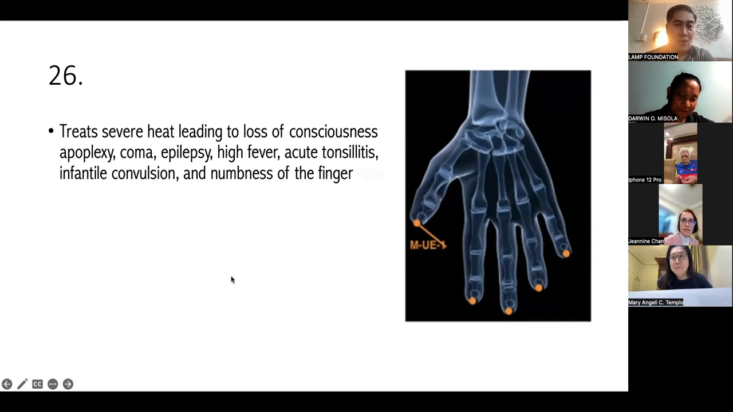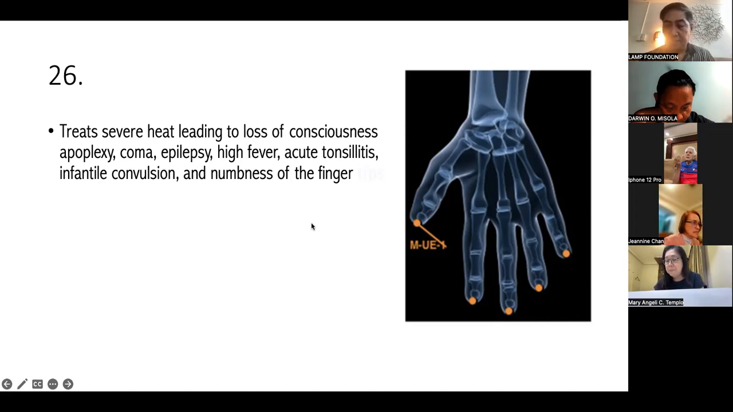Doc, what's the name of these points here? Nasa tip ng mga fingers. They treat severe heat, loss of consciousness, apoplexy, coma, epilepsy, high fever, acute tonsillitis, infantile convulsion, and numbness of the fingers. What do you call this? Doc, I got back, see finger webs. Although it's tip. No, this is a web, just like what you see in the picture.